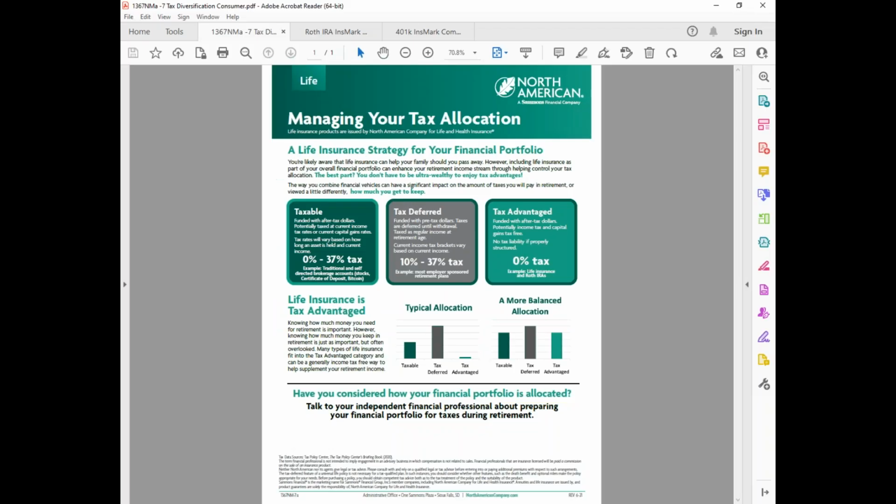All right. So first of all, here's that one-page flyer. This is actually consumer approved. And so the pieces that I just took you through, this is what it looks like.